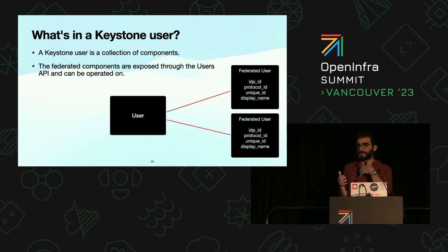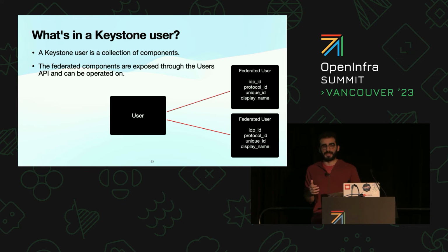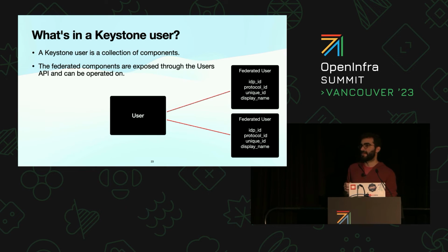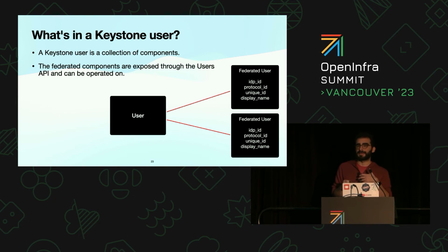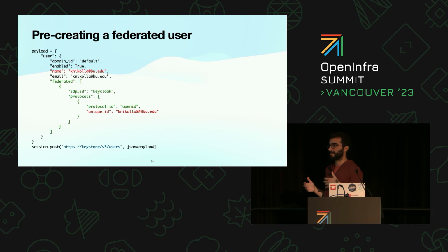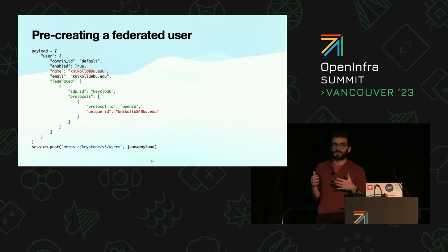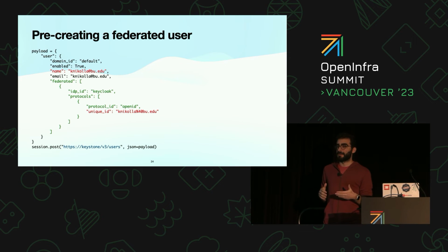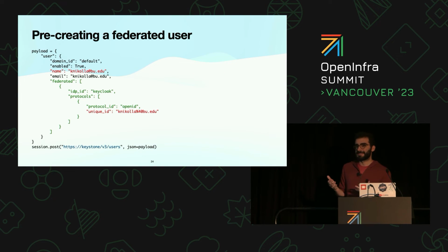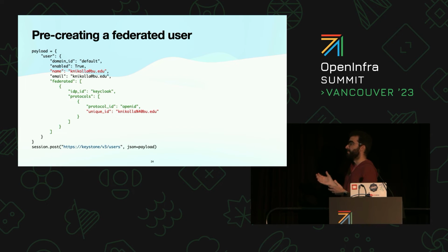So you can query users based on their unique ID, based on their identity provider, based on the protocol. But you can also delete those federated user components of a user, or enhance a user to also include federated user attributes. This essentially allows you to pre-create a federated user. This was a limitation of Keystone a few years ago, where a user would only be created if they had already authenticated. So on their first authentication, Keystone would create a user for them. But otherwise, it wouldn't allow you any way to create a user before.